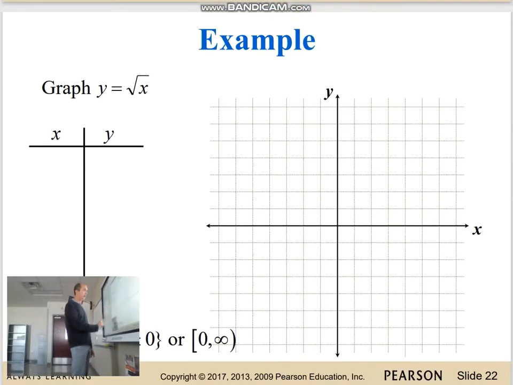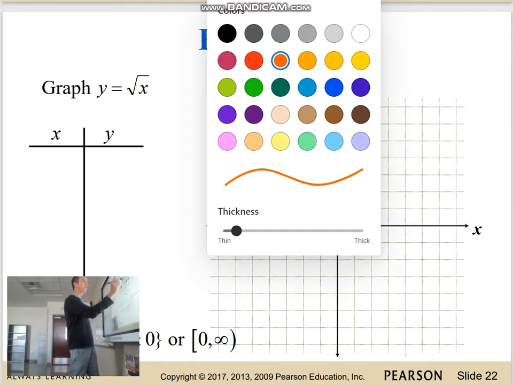Now let's graph. Let me show you how to graph square roots and cube roots. And the first example we have here is a square root, y equals the square root of x.